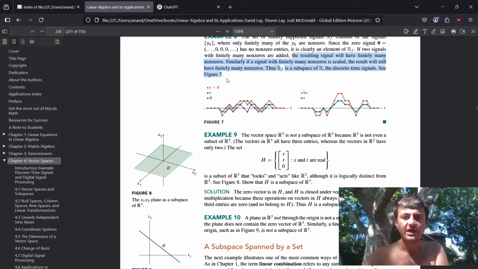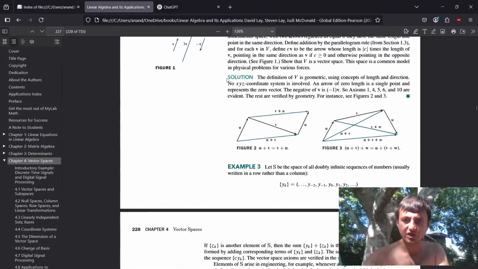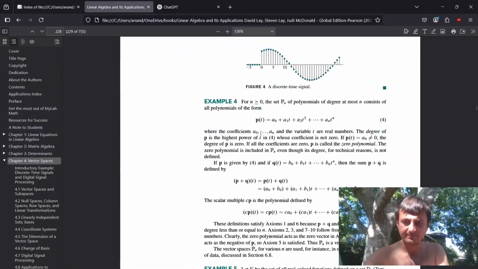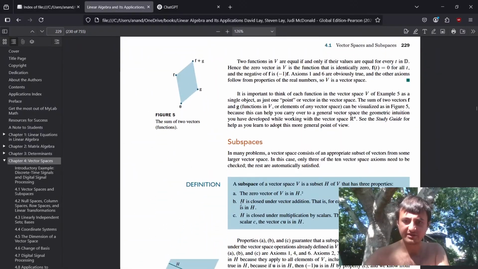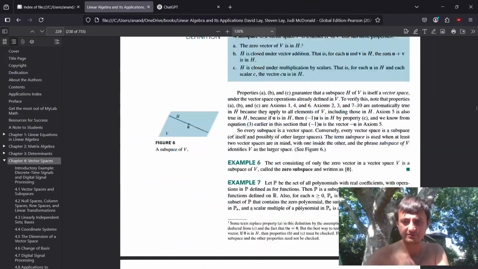And it's pretty cool because showing something is a subspace is a lot easier than showing something is a vector space, because you only really have to show these three things as opposed to making sure that all of these 10 things are proved.